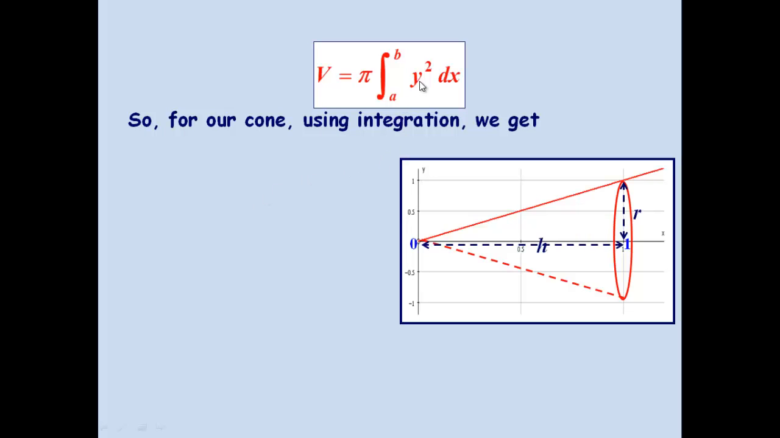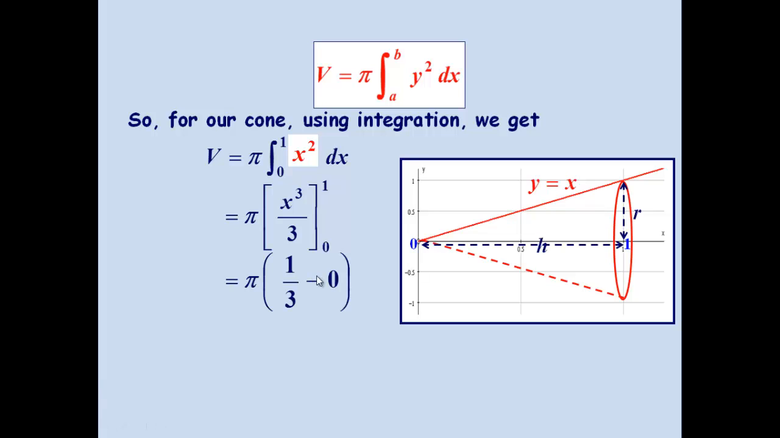We substitute for the y the function of x, so we'd square the function of x. So here, because y equals x, y squared equals x squared. We would integrate this, we get x cubed over 3. We evaluate by placing in the 1 and the 0, and we get a third pi as our answer. Notice we only bring the pi into it right at the end. So a nice easy one there. We started off with y equals x, and we see we get the same answer as we got using the formula.